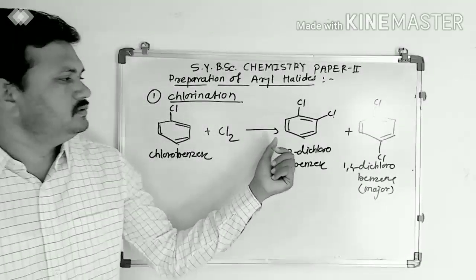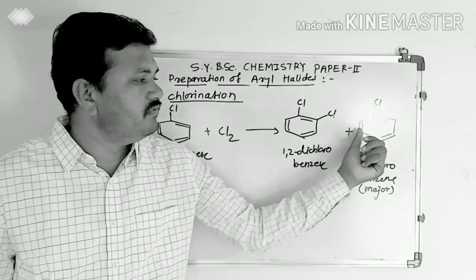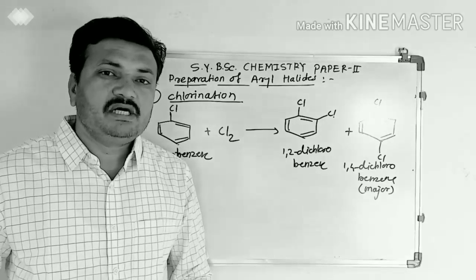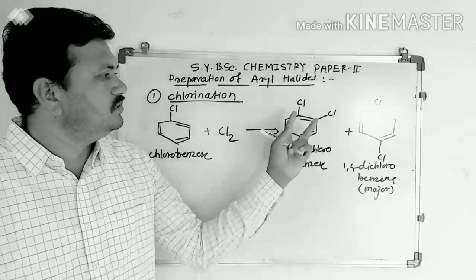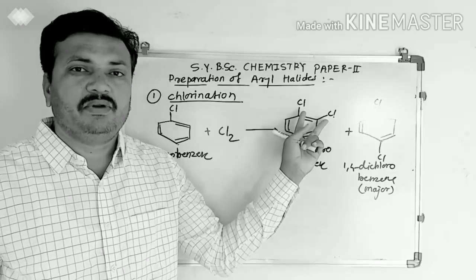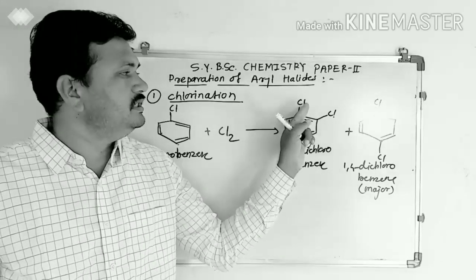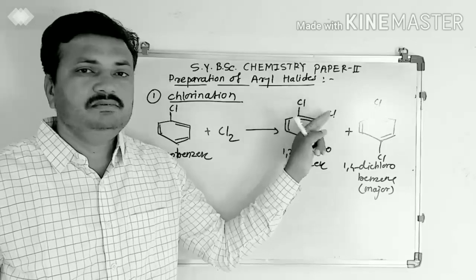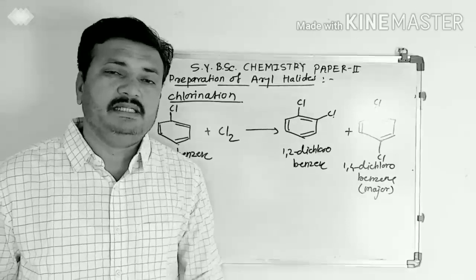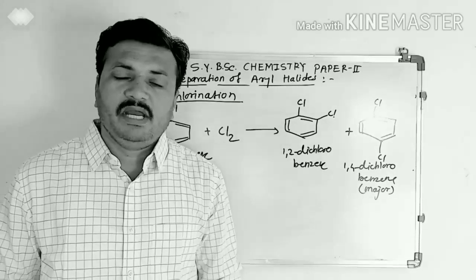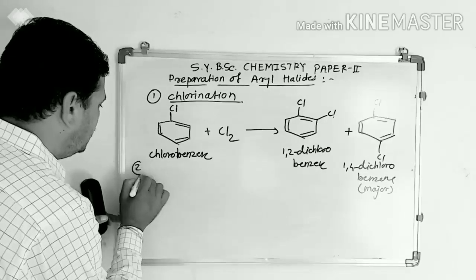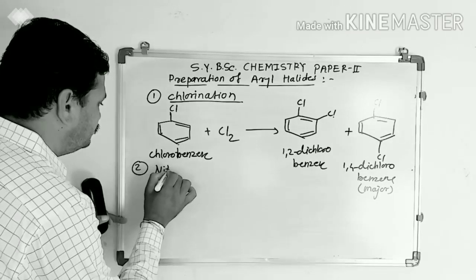Out of the two products, 1,2-dichlorobenzene and 1,4-dichlorobenzene, 1,4-dichlorobenzene is the major product because of the two bulky groups at adjacent position. There is steric crowding, steric repulsion between these two electronegative atoms. Therefore, this 1,4 position product, that means the 1,4-dichlorobenzene, is obtained as the major product. Now we will see the second reaction. It is nitration reaction.